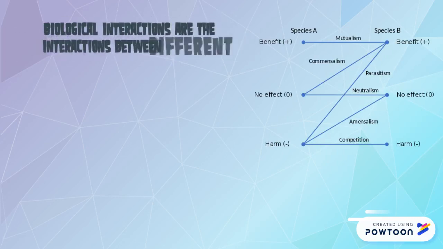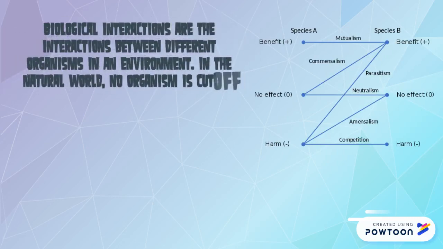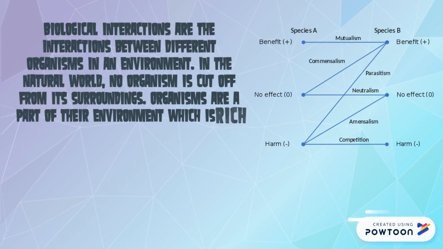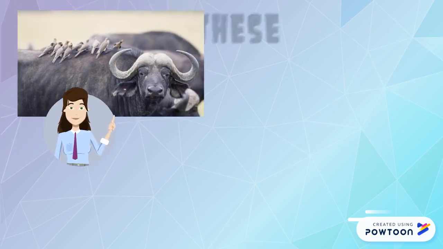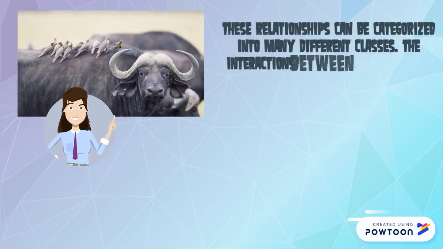Biological interactions are the interactions between different organisms in an environment. In the natural world, no organism is cut off from its surroundings. Organisms are a part of their environment, which is rich in living and non-living elements that interact with each other in some way. These relationships can be categorized into many different classes.